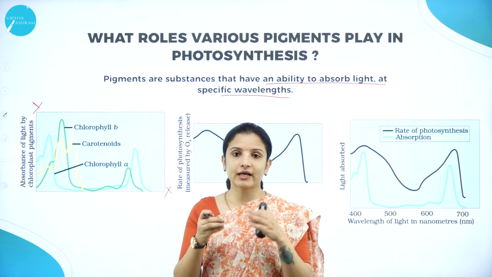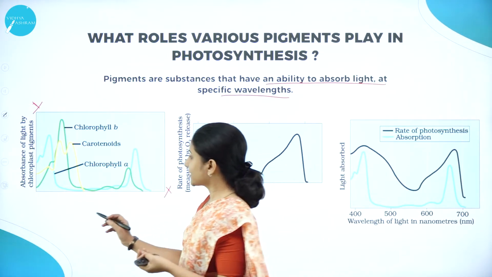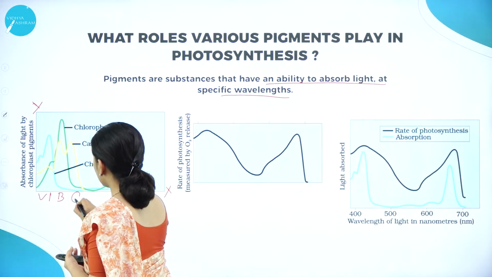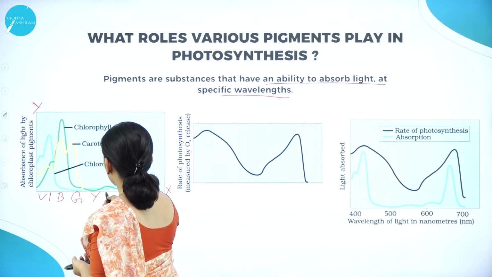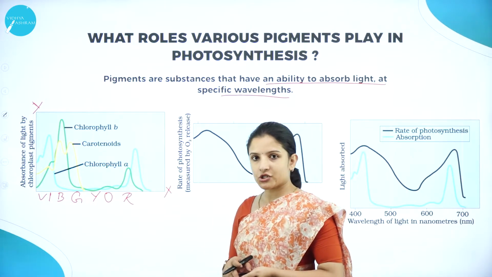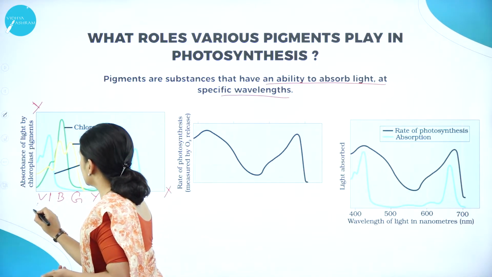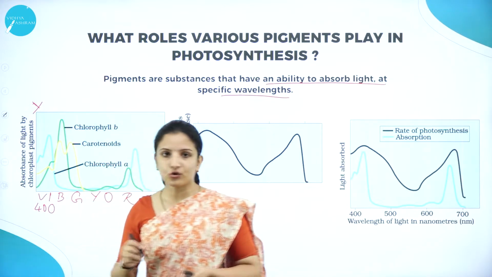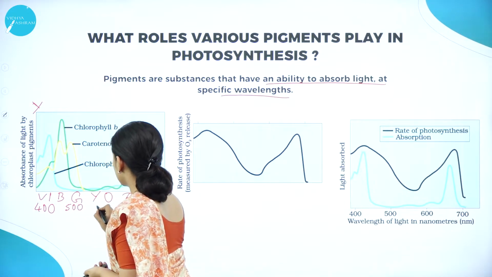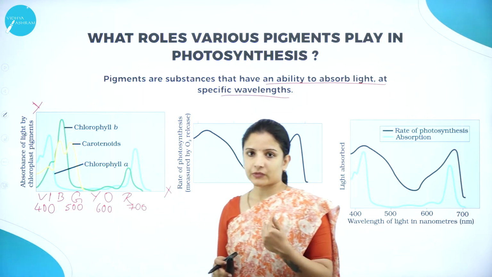So it is understood that it is not just white light that is present in the sunlight; it is of different colors such as violet, then indigo, then blue, then green, yellow, orange, red. Vibgyor: violet, indigo, blue, green, yellow, orange, red. I have written it like this. They have different wavelengths. For example, in the graph, it is 400 nanometer, then 500 nanometer, then 600 nanometer, then 700 nanometer. Like this, they have put the wavelength.